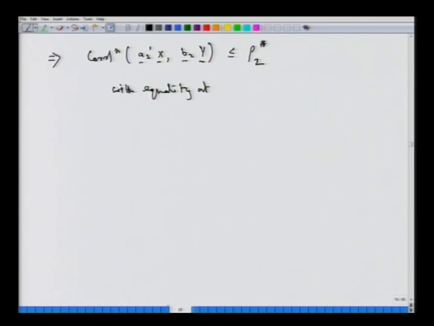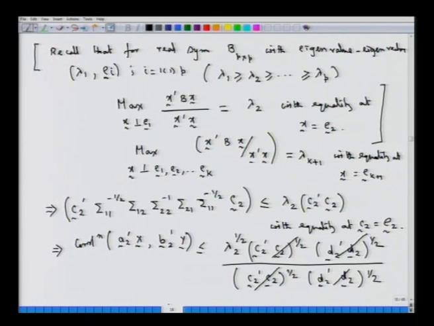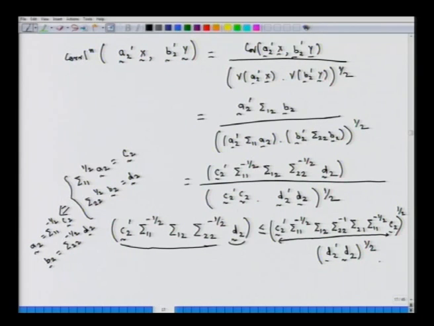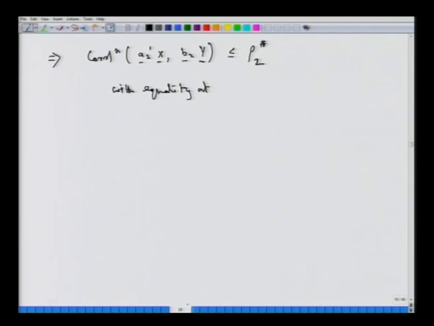At what points have we applied the inequality? In order to have equality hold, we would require C2 to be equal to E2, and in the previous expression where we got the inequality, we would require the D2 vector to be proportional to sigma 22 to the power minus half sigma 21 sigma 11 to the power minus half times C2. So, in all the previous steps, equality holds with the C2 vector equal to the E2 vector.